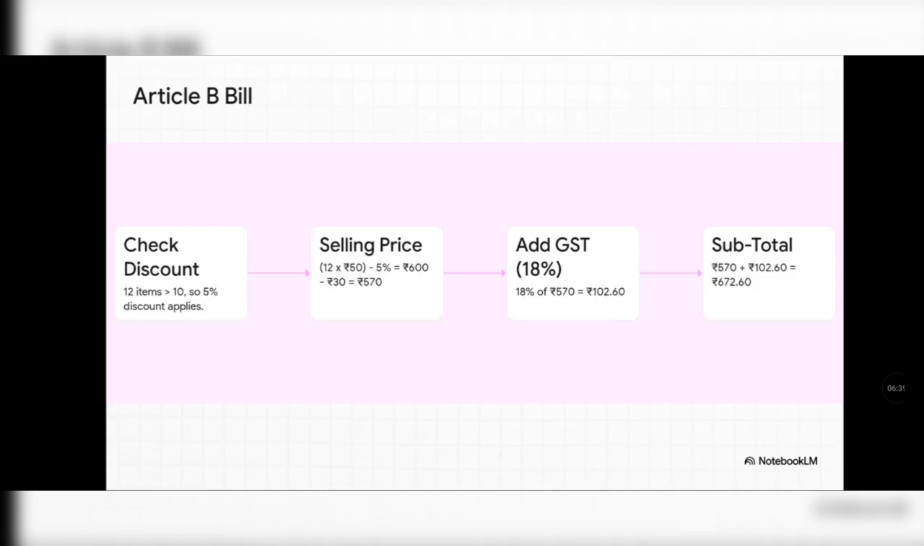Okay, on to Article B. Here, 12 items were bought. Aha! That's more than 10, so that 5% discount kicks in. Now you have to remember the rule. Discount first, then GST. The total marked price is 600. We apply the 5% discount, which is 30 rupees, so the new selling price is 570. Then we calculate the 18% GST on that new price. That gives us 102.60.